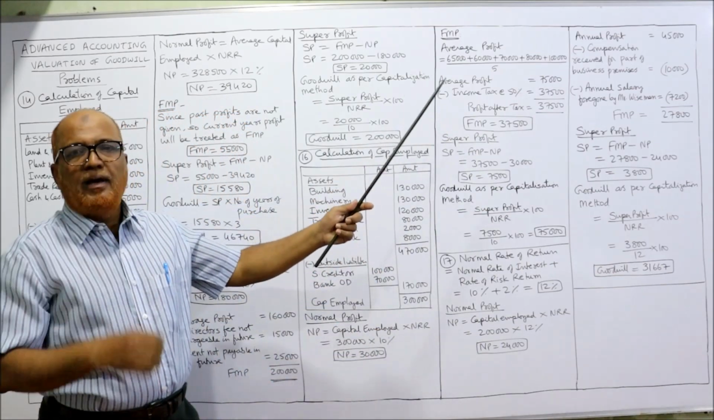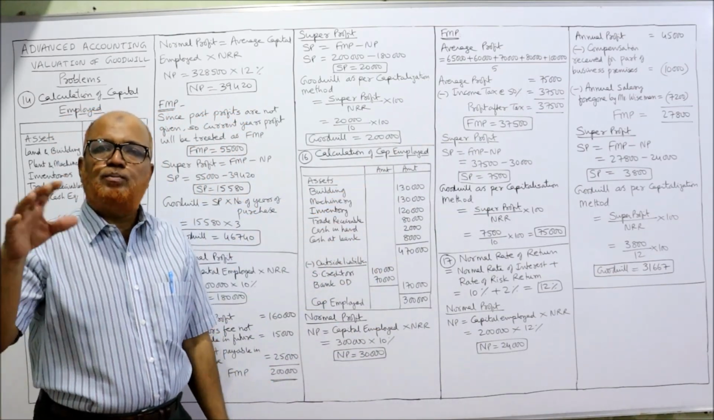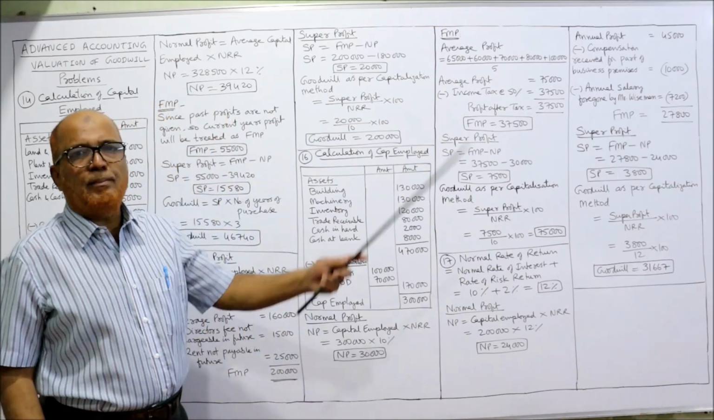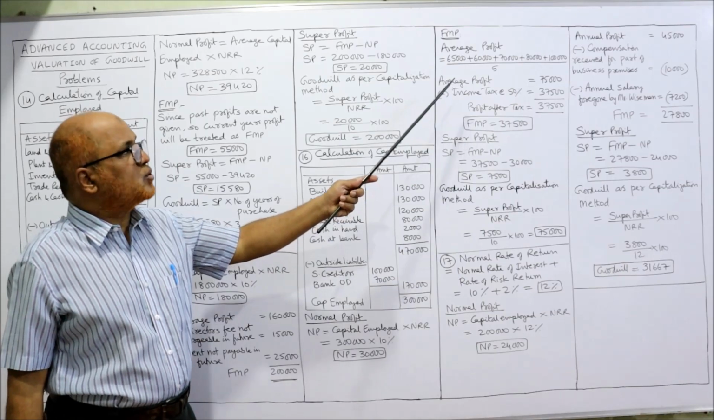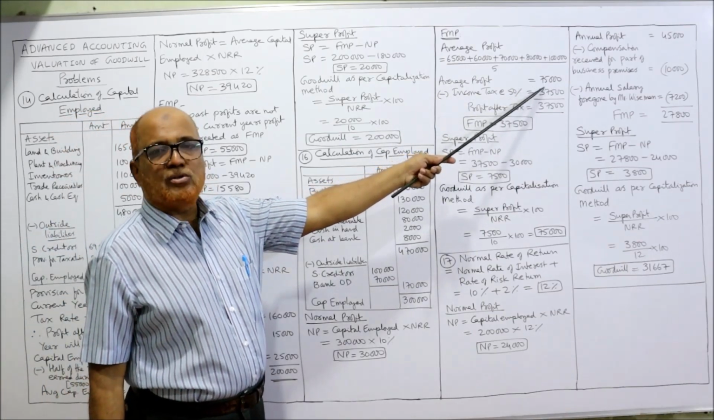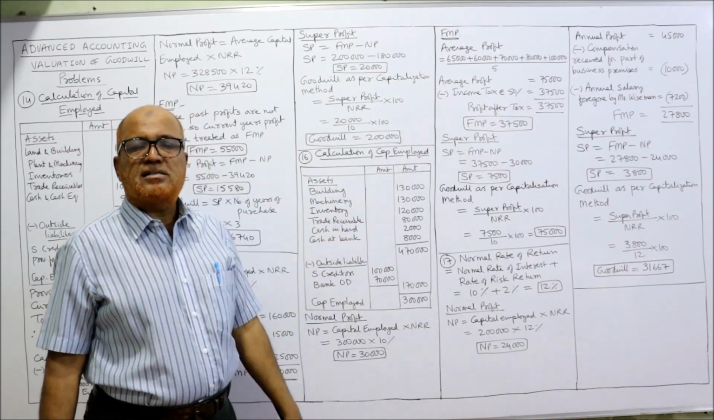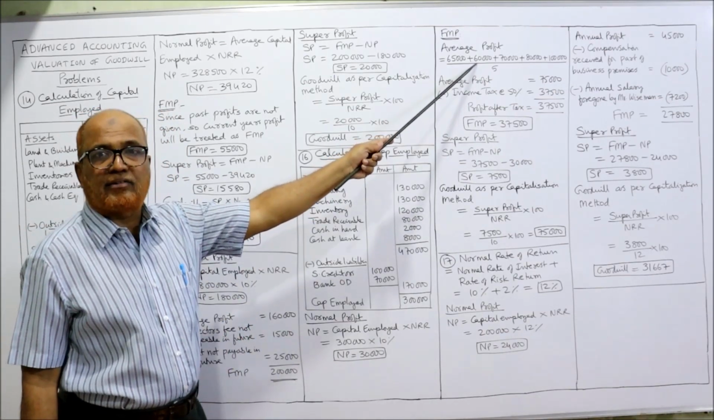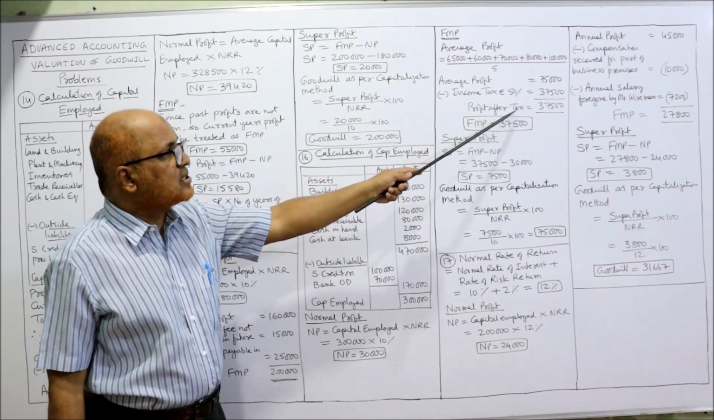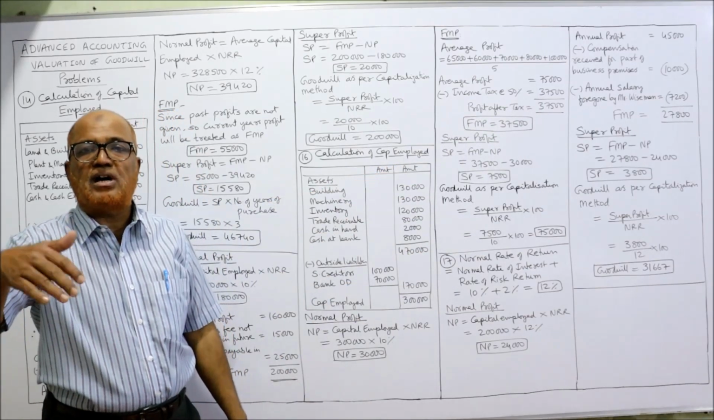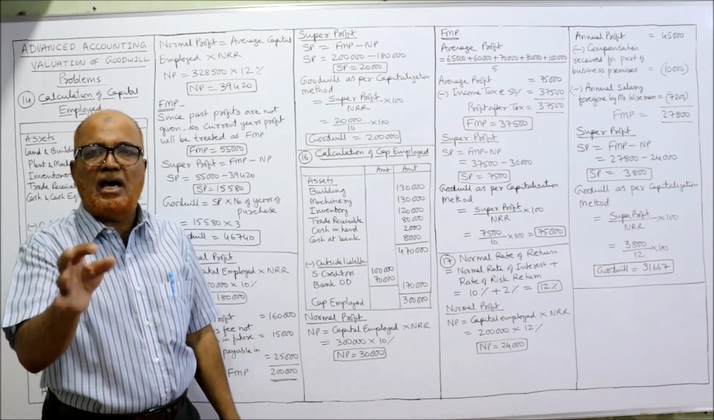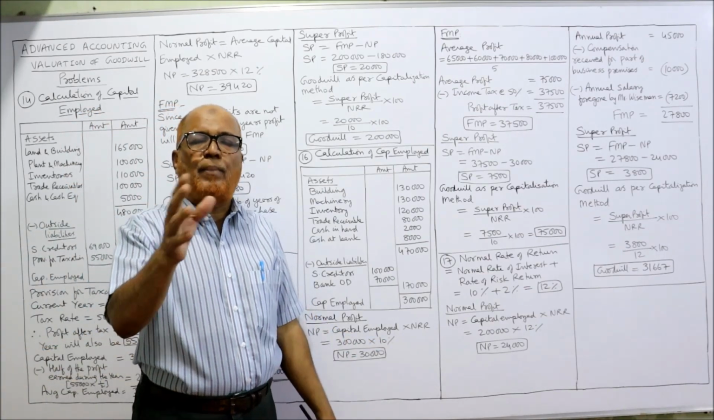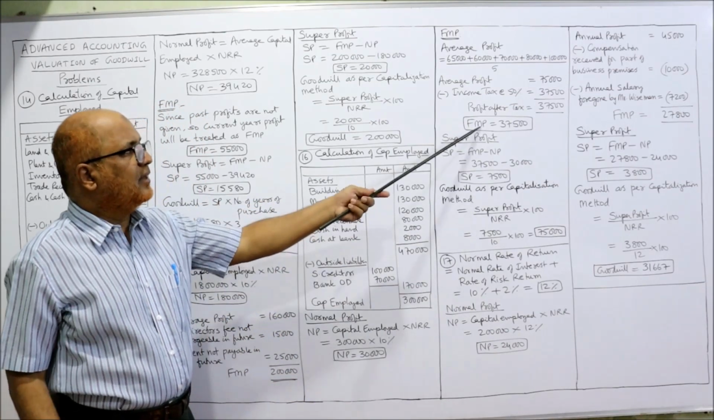Now FMP. For calculating FMP, we need the average profit of the past few years. Here 5 years profits are given. Simple average, because the profits are fluctuating. Average profit 75,000. Minus income tax is payable at the rate of 50%. Because these are the profits before tax. Now 50% tax, 37,500 is the profit after tax. This is the FMP. Because no future changes are there. Simply we take the past average profit, 37,500.